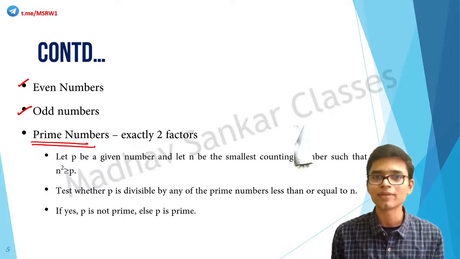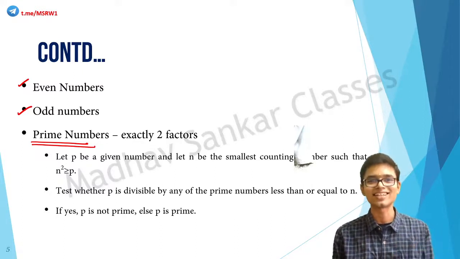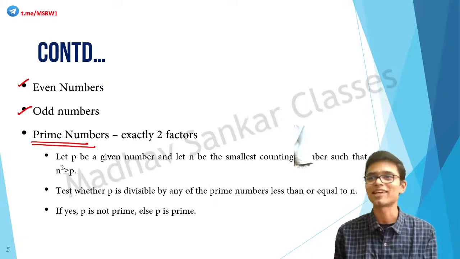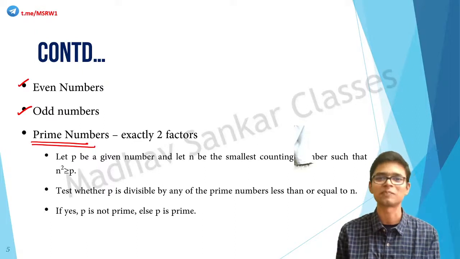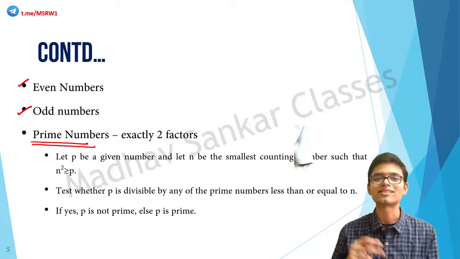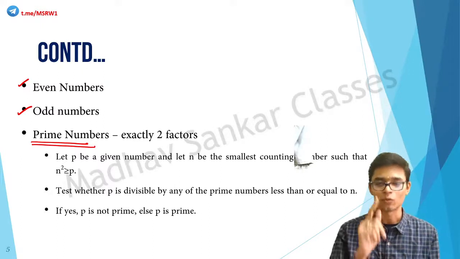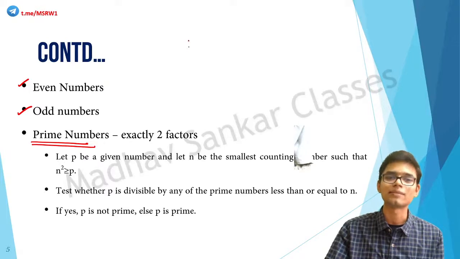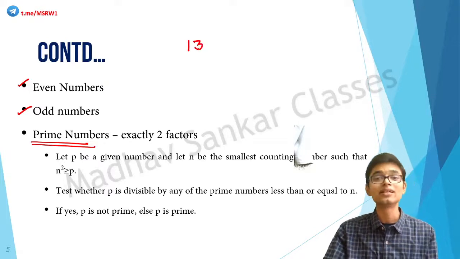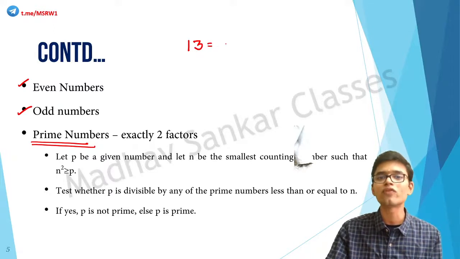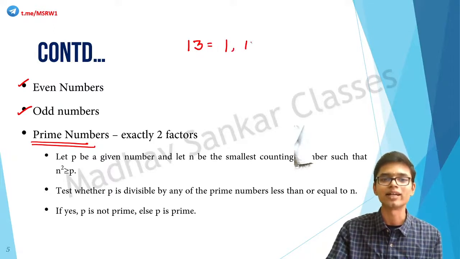So what are prime numbers? Again, you might think this is a very low standard thing, because we have studied this in 5th or 6th standard, or even earlier. Correct? So prime numbers are those numbers which have exactly 2 factors, 1 and that number itself. For example, let me take the number 13. 13 is a prime number, correct? Why? Because 13 has only 2 factors, 1 and 13. That's it.